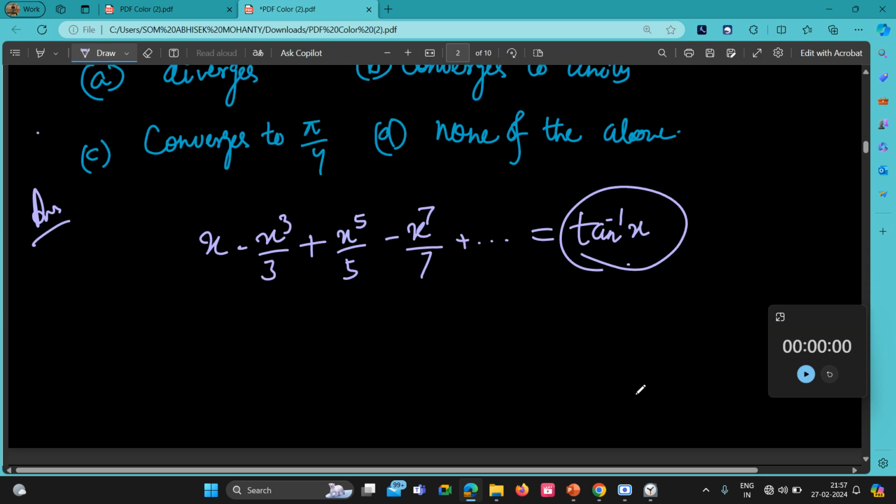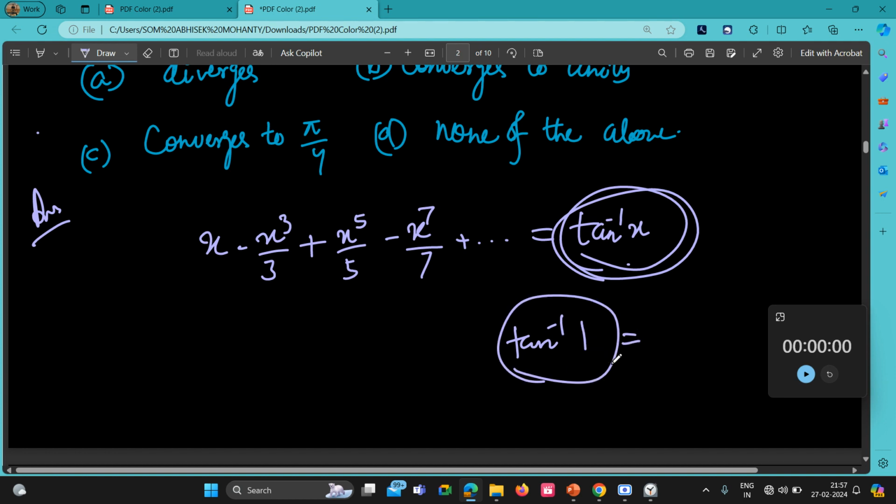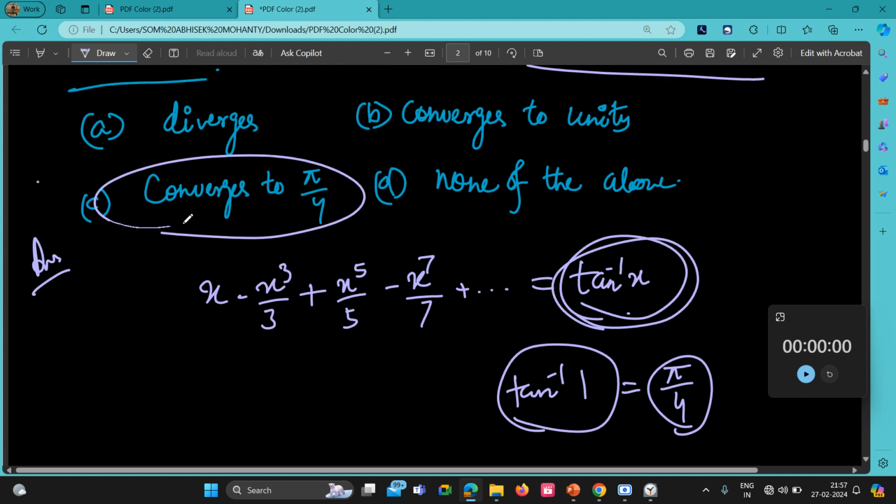So x tends to 1. If I put x tends to 1 here, that means I'll just put tan inverse 1, right? So what is tan inverse 1? That means for which value of theta tan is 1? Pi by 4. Okay. So the answer will be converges to pi by 4. Is it alright? I won't say it's easy, just you have to remember the tan inverse x expansion.